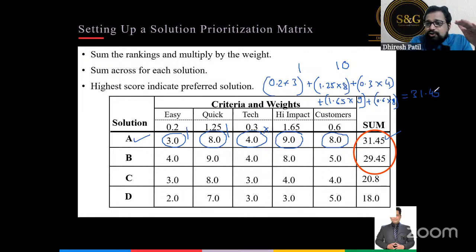The lower number solutions, you can decide 50%. So you just put them in descending order, highest to lowest, and decide 50%. We will only implement the top 50%, and we are not going to implement the bottom 50%. Clear? This way you can do the prioritization with the help of weightage criteria.